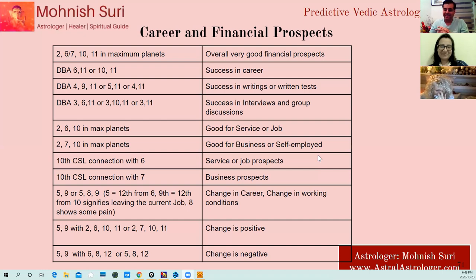2, 7, 10, 11. Yes. Always mark the 10, 11s. Whenever you see 10, 11, you should be smiling. Okay. That something good is going to happen. If there is no 10, 11, that is a cause of worry that, oh my God, something is going to go away from him. Then see what?